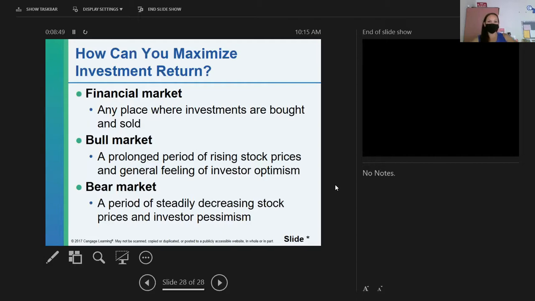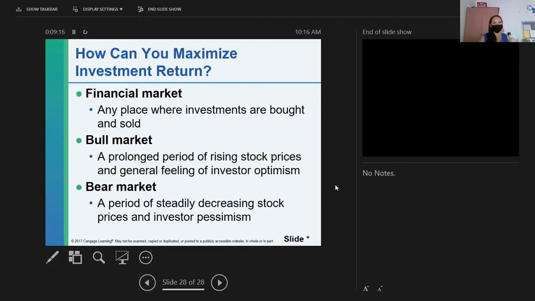So how can you maximize your investment return? So the financial market is any place where investments are bought and sold. If you understand the economy and how it affects the financial market, that can help you make better financial decisions. There are always periods of growth and decline in the financial market, which lead to bull and bear markets.